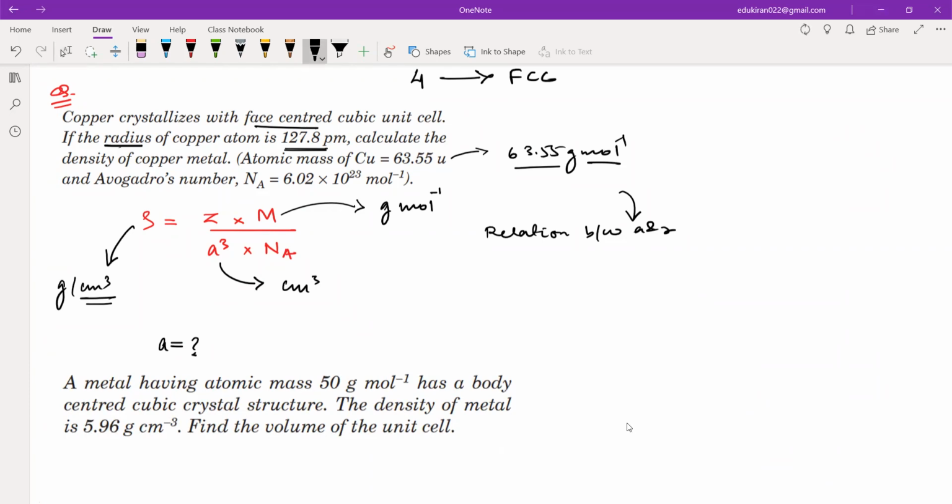Now in this question, you'll have to find just the volume. So instead of A cube, we will just write volume here. You have been given all the other things here. Yes, Khalid, correct.